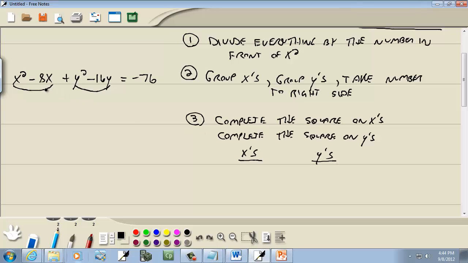So for x's, remember with completing the square, we take the number before the x, which is negative 8. You multiply it times a half, and you square it. It's always times a half, it's always squared. Well, negative 8 times a half is negative 4. Negative 4 squared gives us 16. And then we would add that to both sides. Now specifically, I'm going to add it to the x's on the left side.